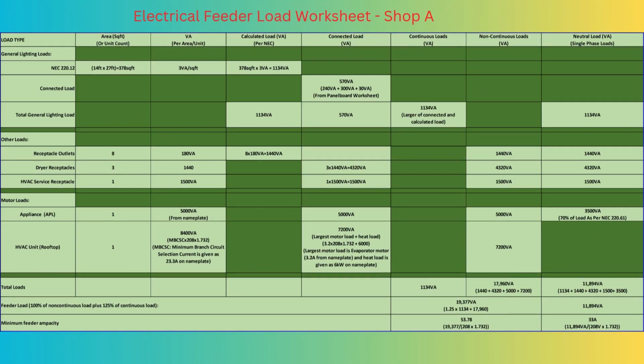This drawing is a feeder load calculation worksheet for a commercial building. It breaks down various electrical loads, including general lighting, receptacle outlets, dryer receptacles, HVAC service, appliances, and motor loads. The table details calculated load values in VA, continuous and non-continuous loads, connected loads, and adjustments based on NEC requirements. It also includes total load summaries, feeder sizing, and ampacity requirements to ensure proper conductor and feeder design for safe and efficient electrical distribution.